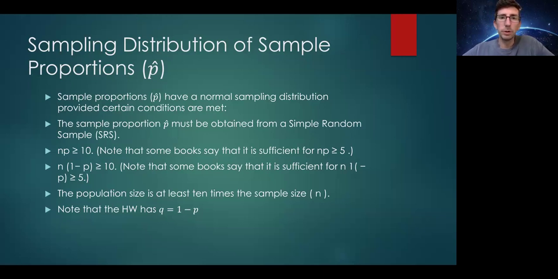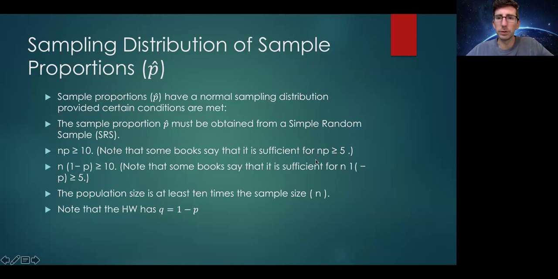The sample proportion must be obtained from a simple random sample. N times P must be greater than or equal to 5. This is the rule that our book uses, so that's what we'll stick with. You can forget about the greater than or equal to 10. And N times 1 minus P also needs to be greater than or equal to 5.